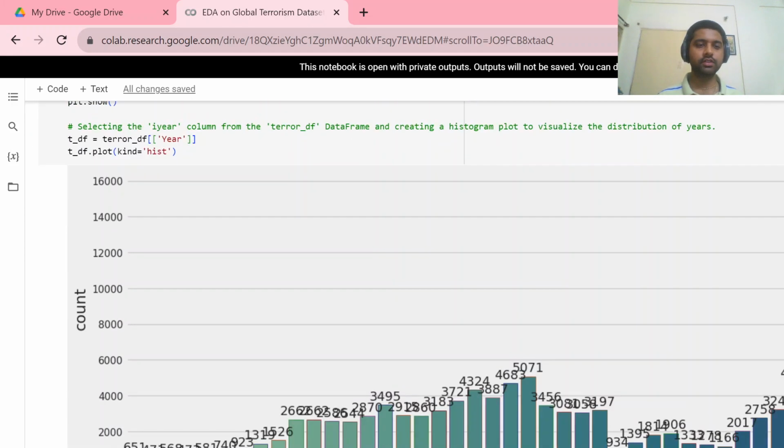Here it is. From 1970 to 2017, we can see it is in a wave form. The number of attacks increases till 1992. Then it decreases until 2004, and then again it increases, and then tries to decrease.